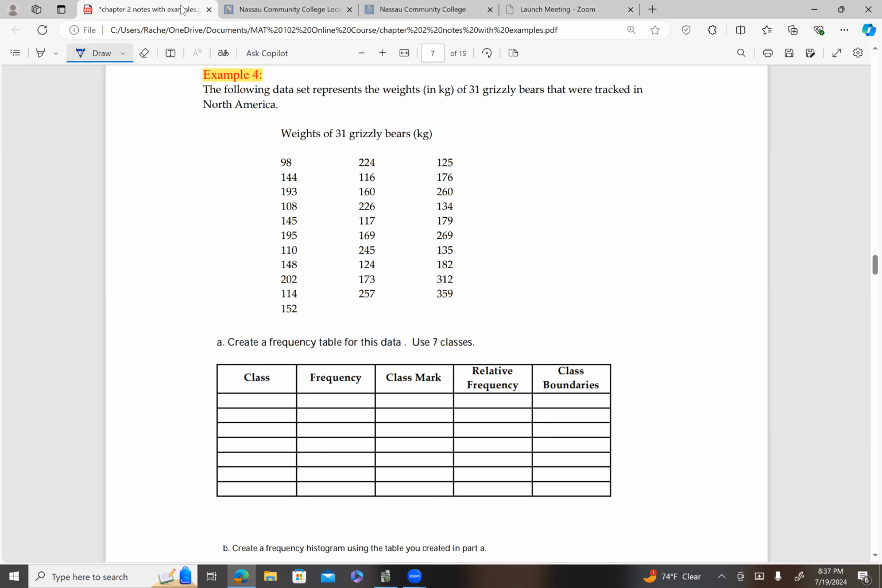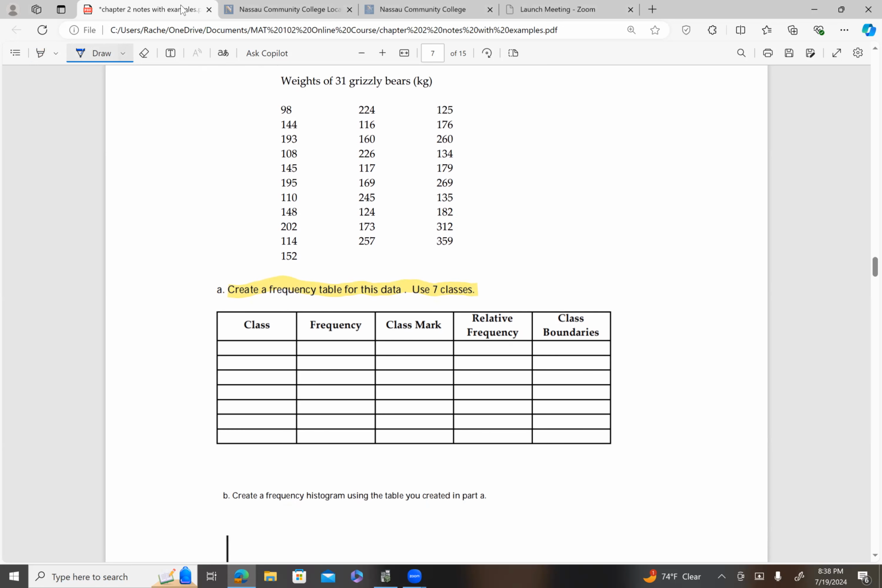So part A is asking us to create a frequency table, and I want to use 7 classes. So in other words, let's break our data set into 7 weight classes. Now, in order to create the classes, and I'm going to put the classes in the first column, we have to know where to begin. So what's going to be my first lower class limit?